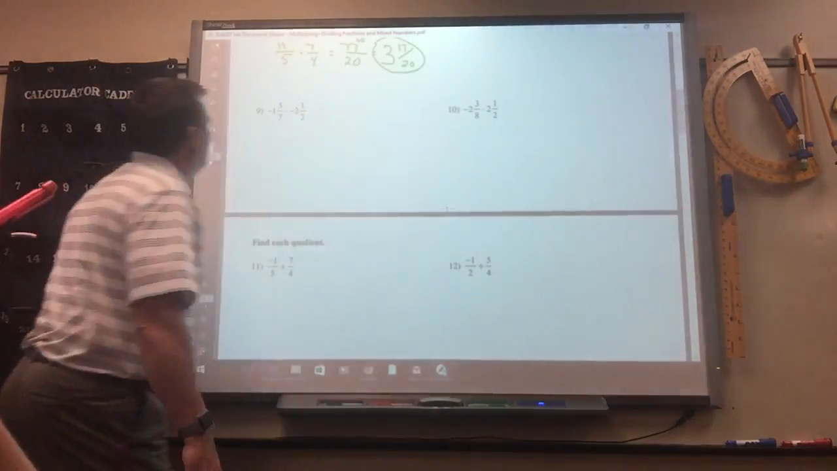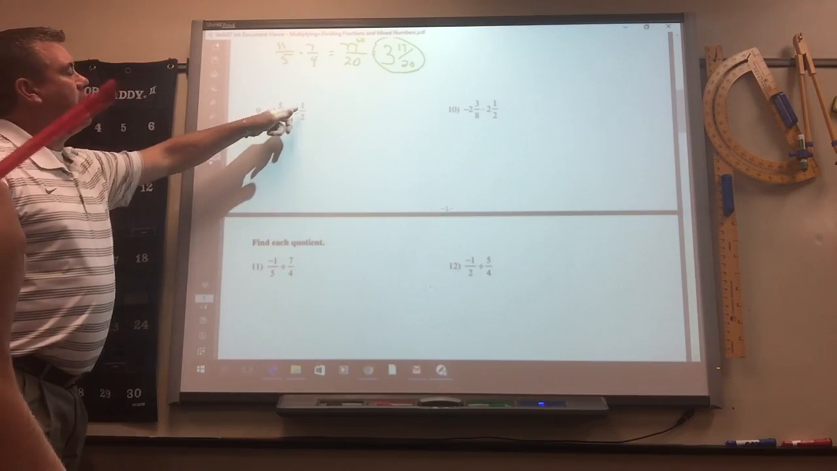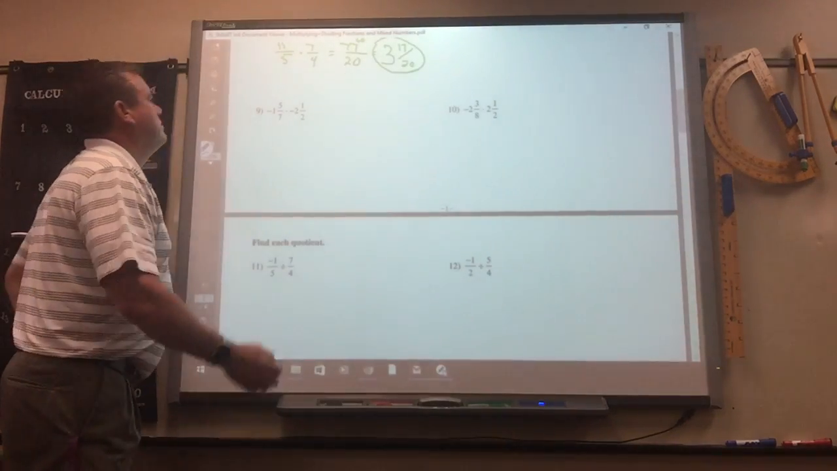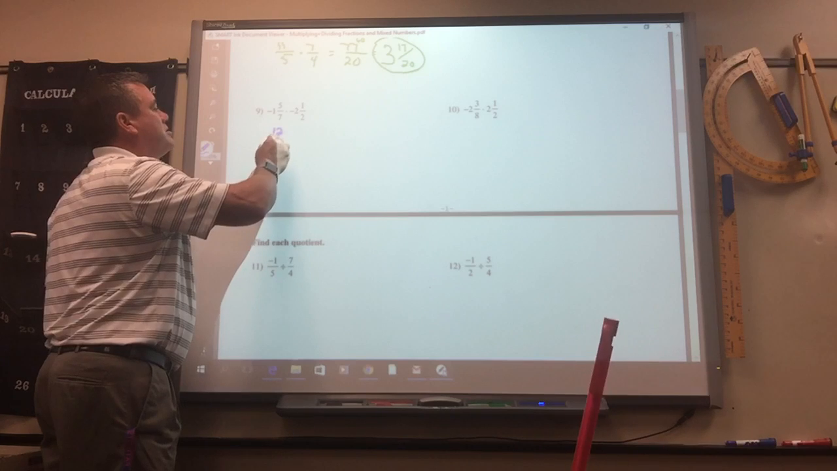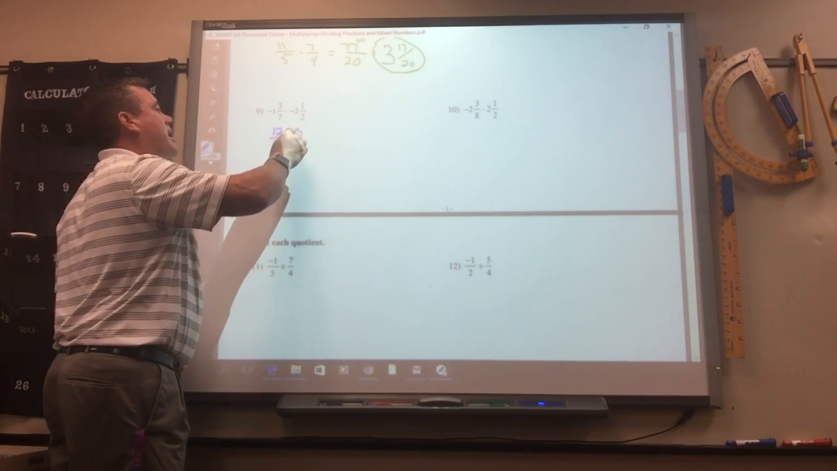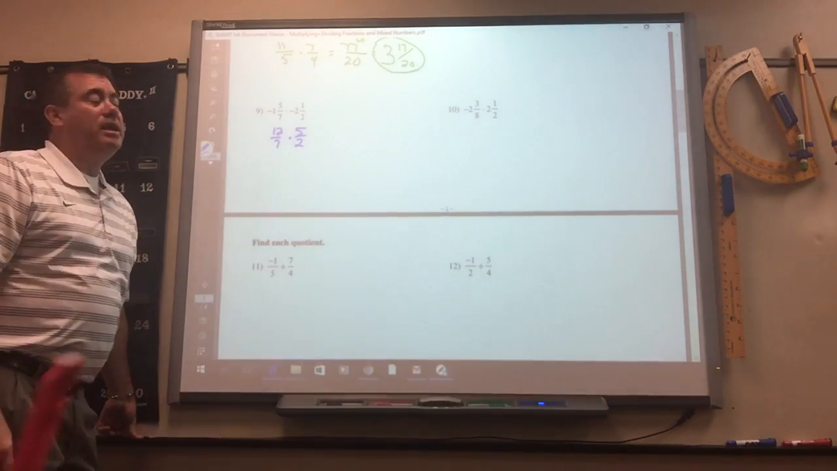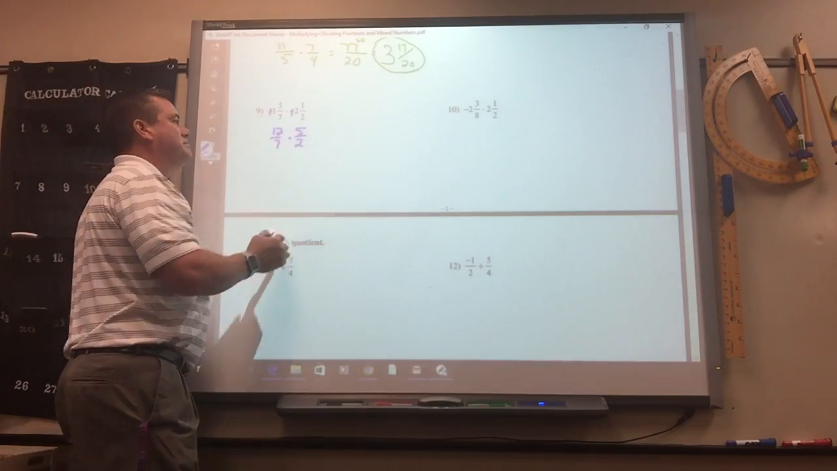It's number 10. So for number 9, again, you have to make them improper, just like you do on 10. 1 times 7 is 7, plus 5 is 12 sevenths, times 2 times 2 is 4, plus 1 is 5 halves. A negative times a negative will cancel, so my answer will be positive.